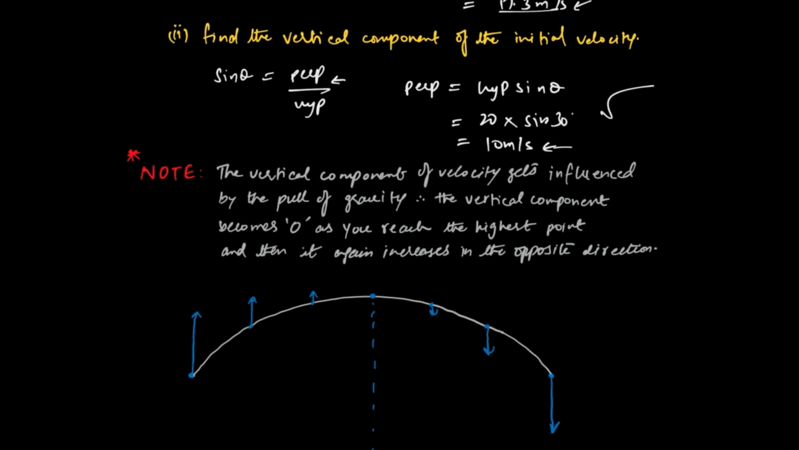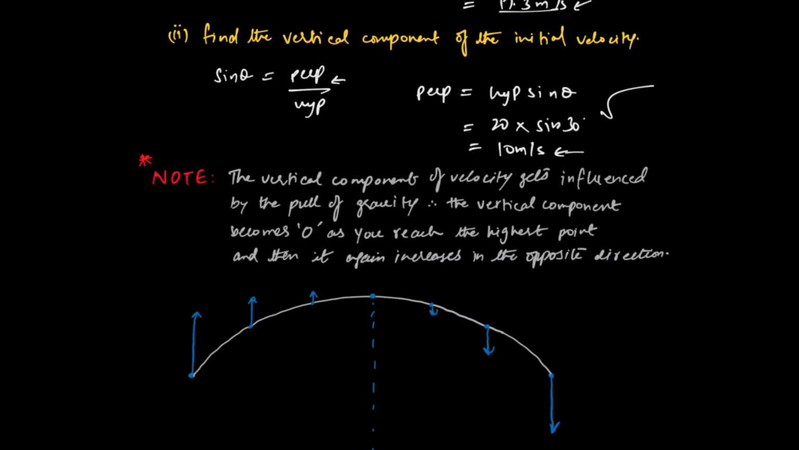there are two notes. The first note is based on the vertical component of velocity, and that is that the vertical component of velocity gets influenced by the pull of gravity, because gravity acts in the vertical plane. So the vertical component becomes zero as you reach the highest point. The reason is that as you are going up, up, and up, there is a constant downward force of gravity that is opposing your upward velocity, and that's why over a period of time it would decrease, and at one instant the vertical component of velocity becomes zero as you reach the highest point.